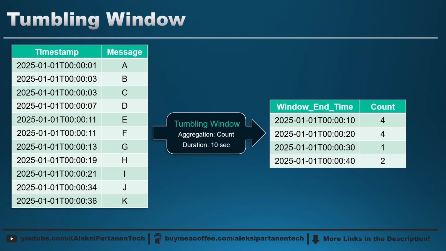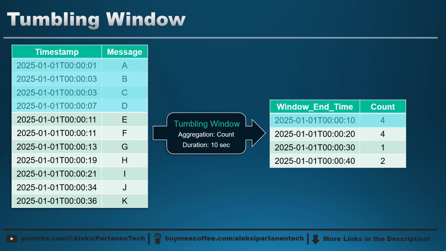Also, when using windowing functions with event streams, we get that window end time column to our output with the aggregate function results. In this case, we only had one aggregate function, that is count, so we only get 2 columns to our output. To clarify things even more, let's highlight from the table on the left which events belong to which rows on our output.